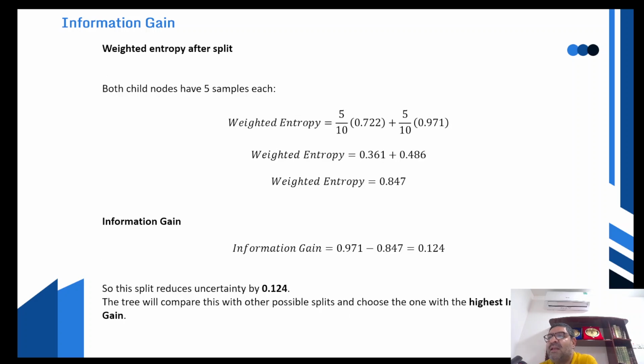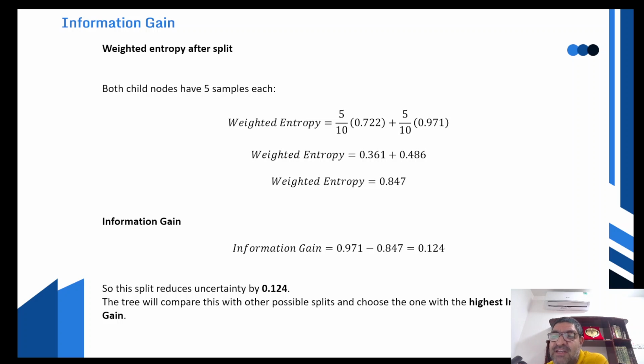What does that mean? Weighted entropy after split: both child nodes have 5 samples each. That is correct. Now what is weighted entropy? Weighted entropy will be 5 by 10 into 0.722 plus 5 by 10 into 0.971, because 0.722 is the entropy of the left one, 0.971 is the entropy of the right one. So the weighted entropy we evaluated is 0.847. This is what we got from the child nodes.